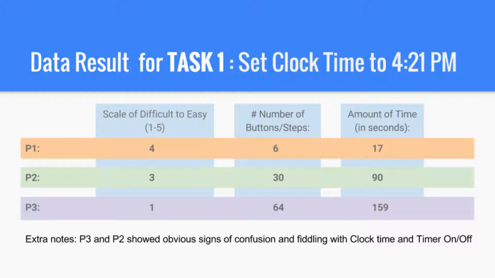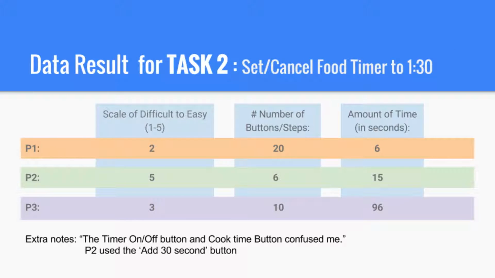This is a summary chart of the data result for Task 1, setting the clock time to 4:21 p.m. Notes include obvious signs of confusion and fiddling with clock time and timer on and off button. This is a summary chart for data result of Task 2, setting and canceling the food timer at 1:30. Notes include that P1 used the add 30 seconds button, and they all mention that the timer on-off button and clock time button is confusing.